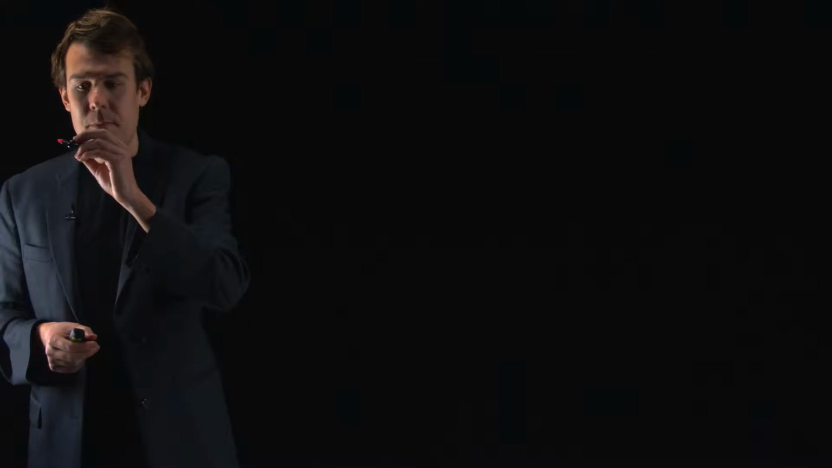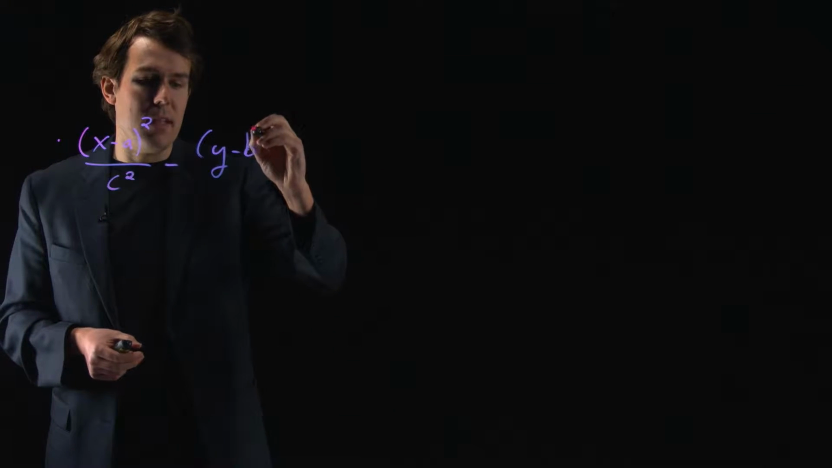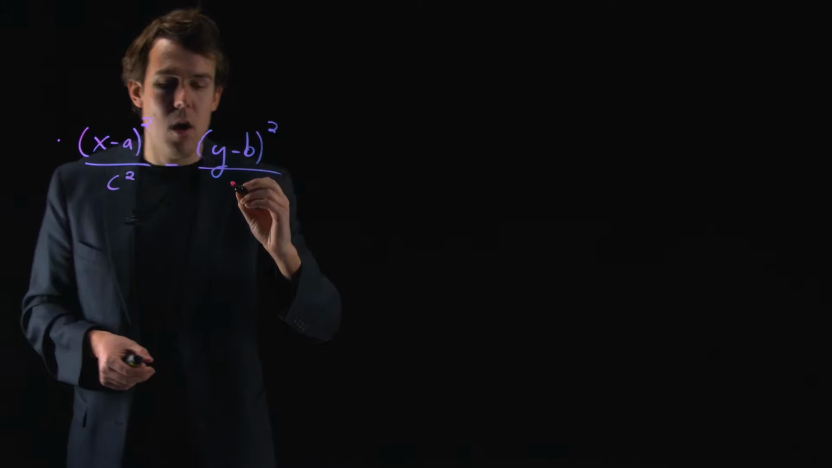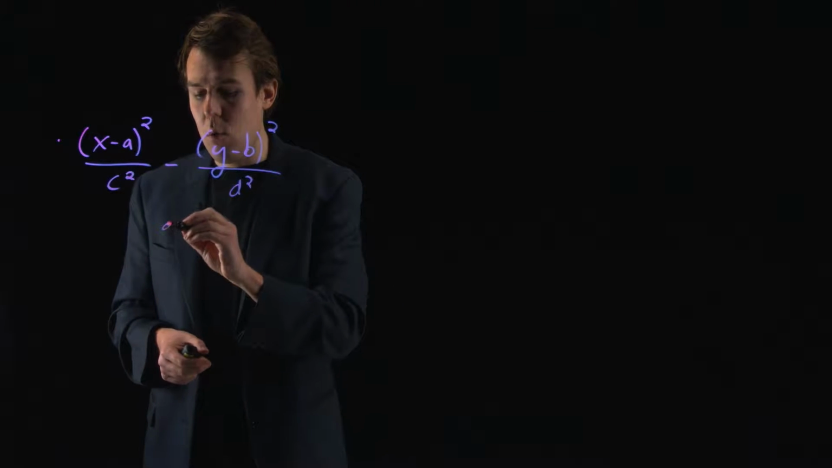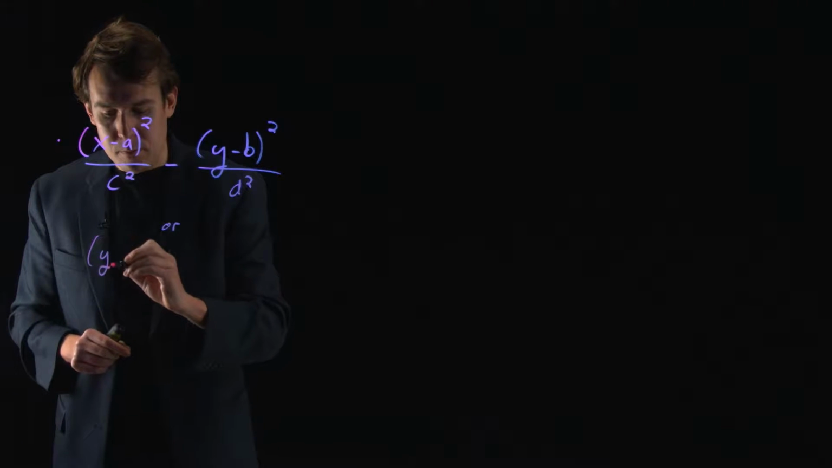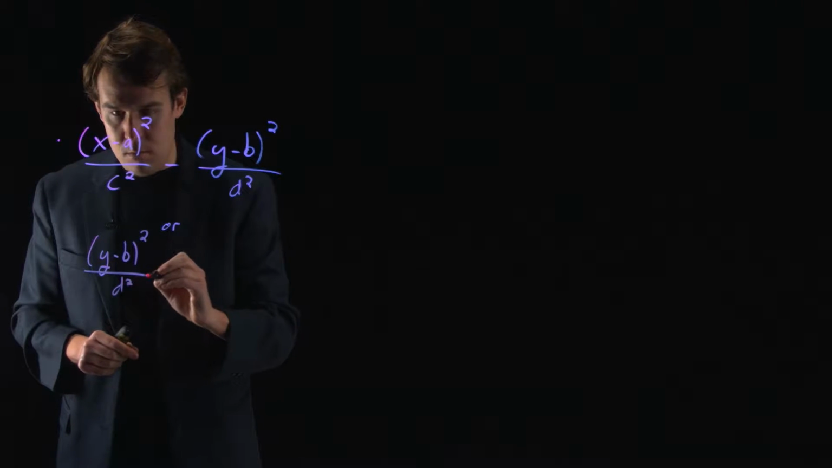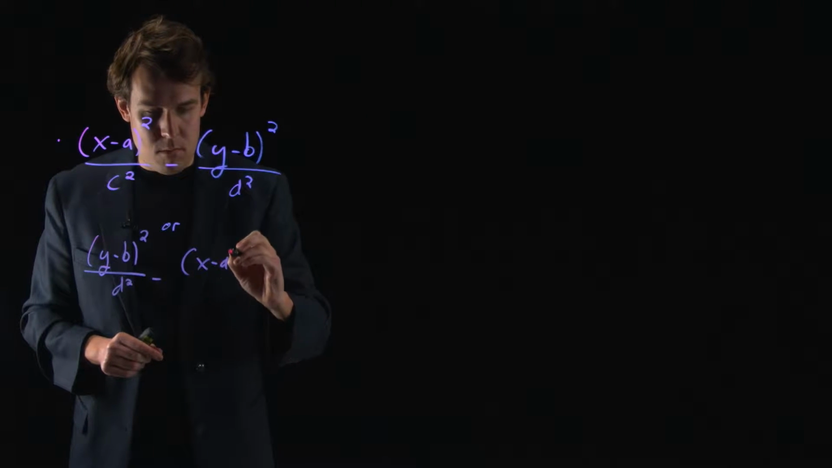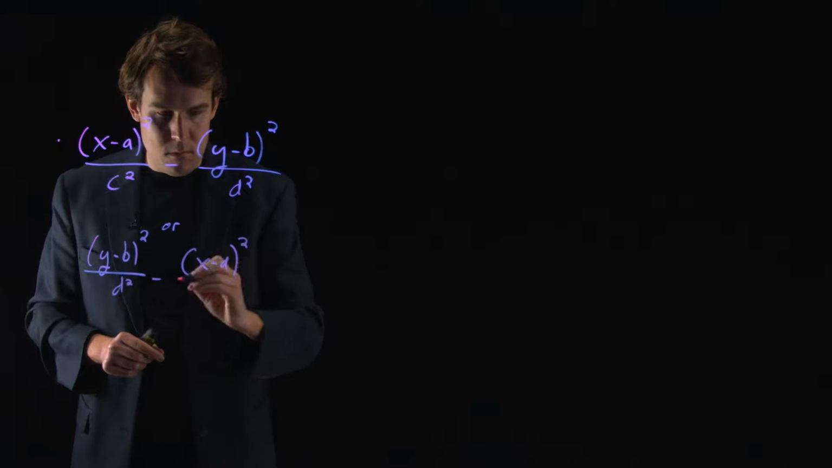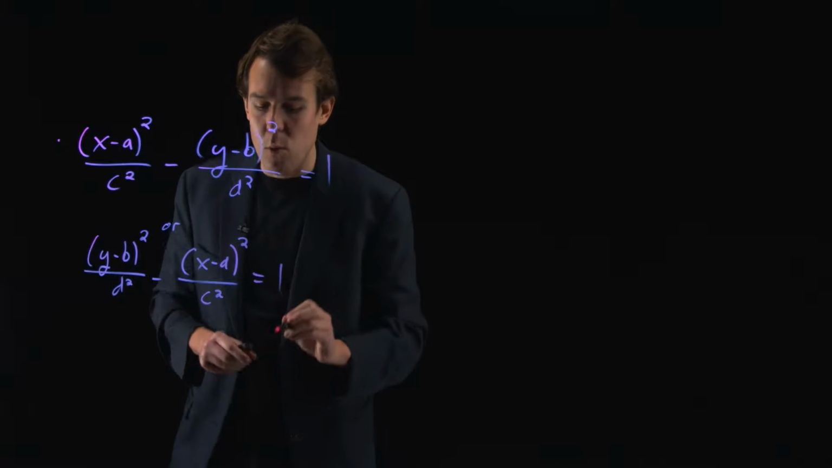Let's look at their formula. They're going to be things of the form (x minus a) squared over c squared minus (y minus b) squared over d squared, or I can put the minus sign on the x's instead of the y's. And these will, as was the case with ellipses, be set equal to 1.